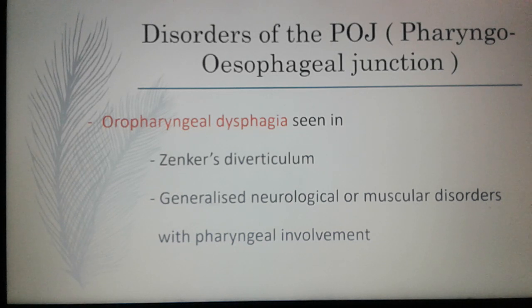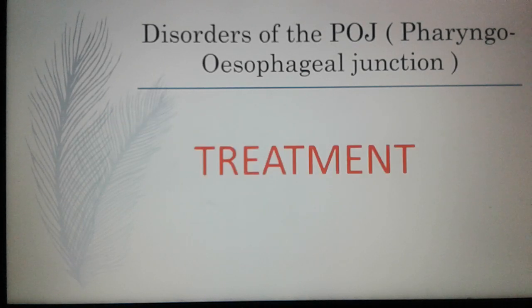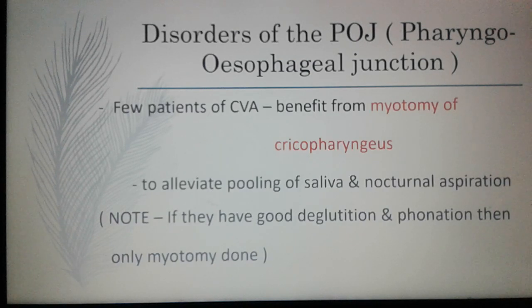and the second group is where the patient is suffering from some generalized neurological or muscular disorder in which the pharynx and pharyngeal muscles are involved. So these are the two broad groups where oropharyngeal dysphagia can be seen. In detail, we will discuss in the diverticular part. As far as the treatment of these pharyngoesophageal junction diseases is concerned, a few important points I am discussing here.